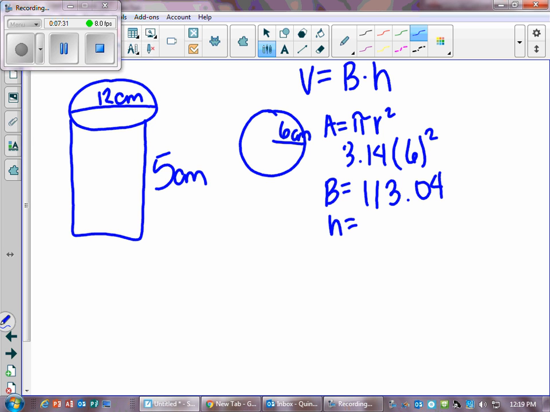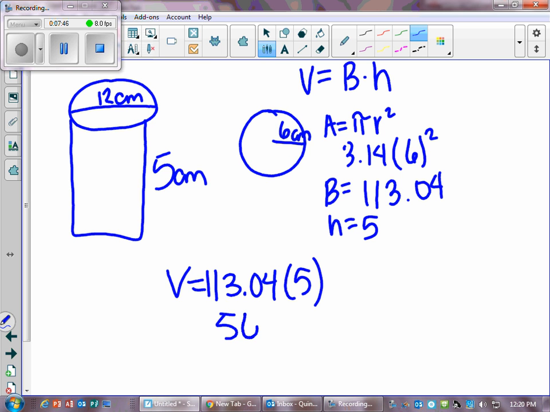And then again, if I look back at my formula, I need to find my height. What's the height? 5. So if I plug it all in, volume equals the area of the base times my height, which gives me 565.2 what? What are my units? Centimeters. It's centimeters, so that's centimeters what? Think about it. Cubed. Cubed.